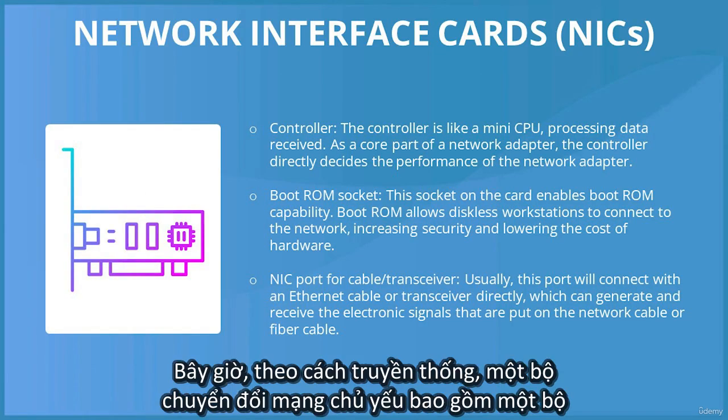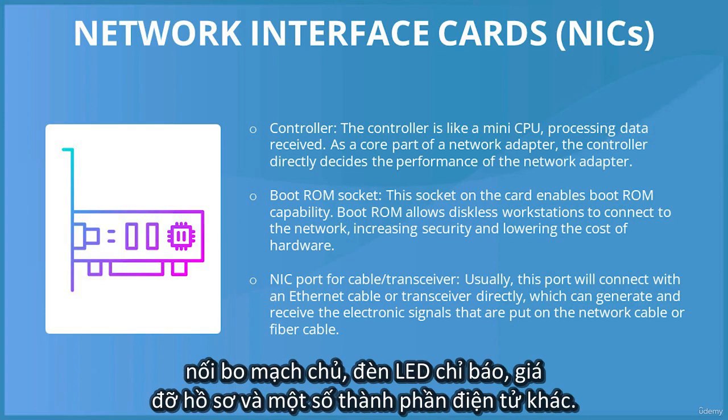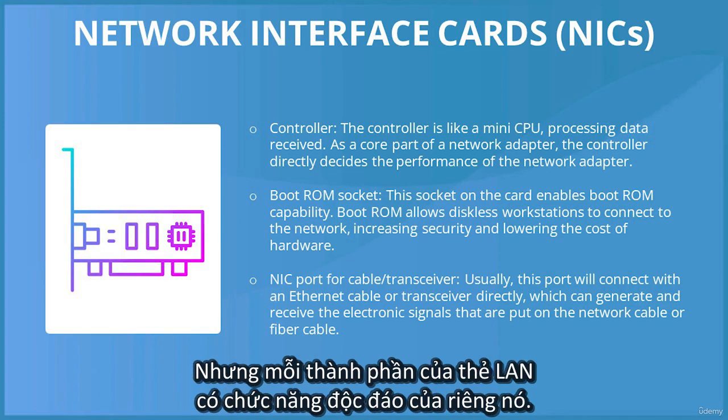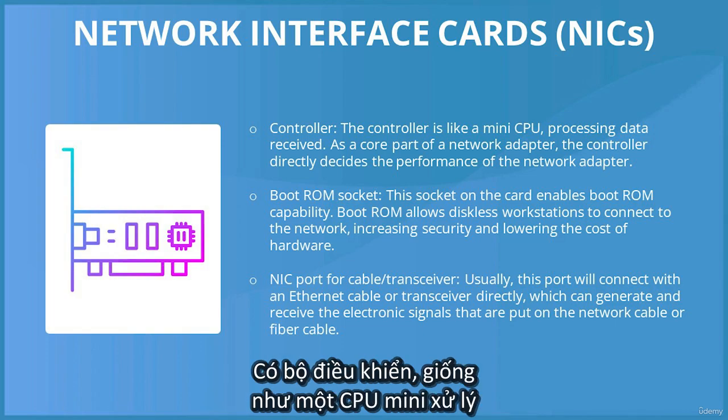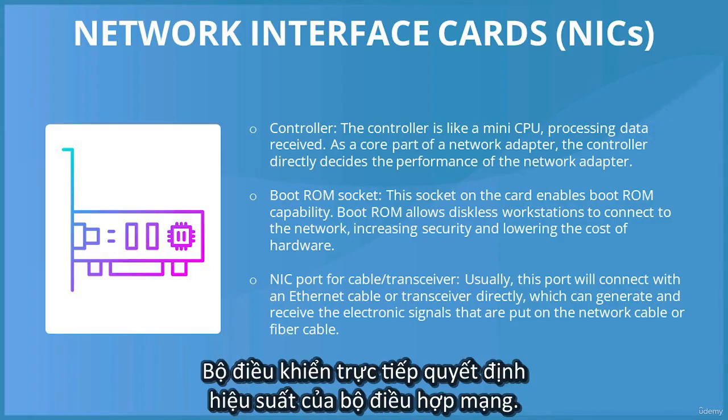Now, conventionally, a network adapter mainly consists of a controller, boot ROM socket, one or several NIC ports, a motherboard connection interface, LED indicators, a profile bracket, and some other electronic components. But every component of a LAN card has its unique function. There's the controller, which is like a mini CPU, processing data received. As a core part of a network adapter, the controller directly decides the performance of the network adapter.